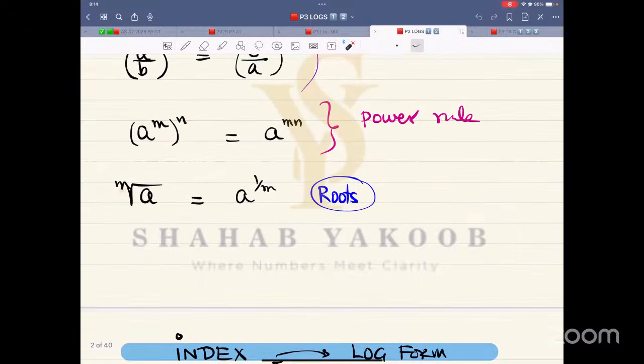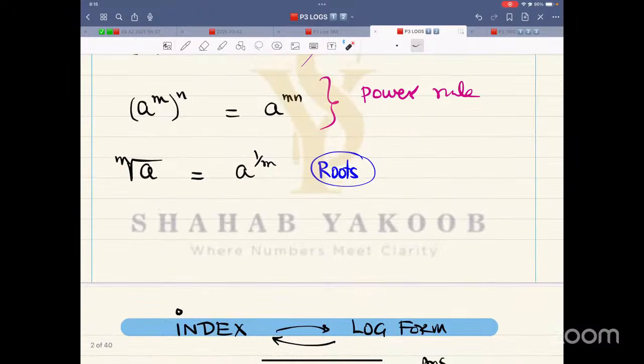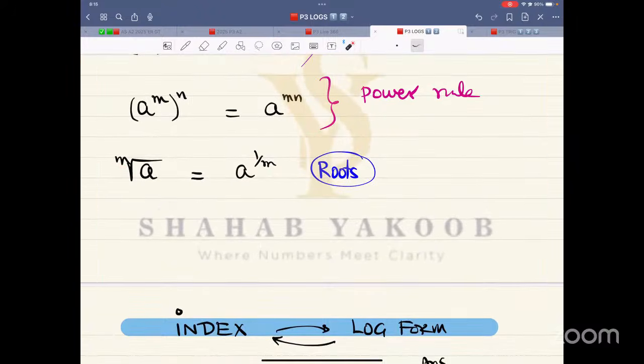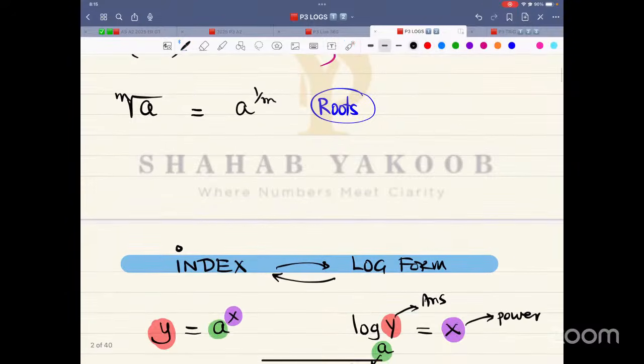Root m, that is a raised to the power of 1 over m. And let me write one other thing also. That is when we have to make something the subject. That was used in P1 a lot. A power m, if it equals b, therefore, if I make a the subject, that is b raised to the power of 1 over m, which makes common sense.